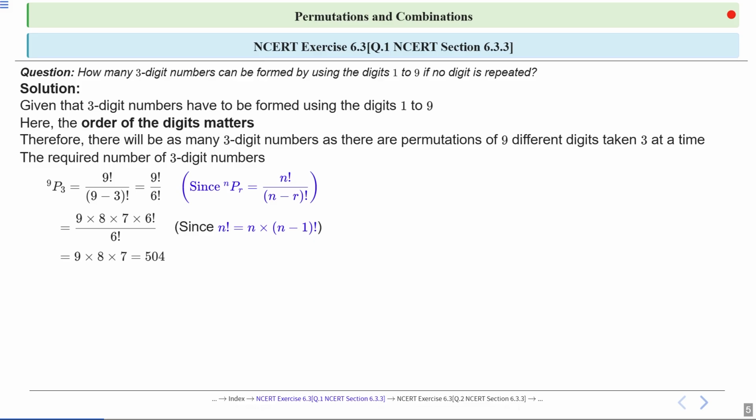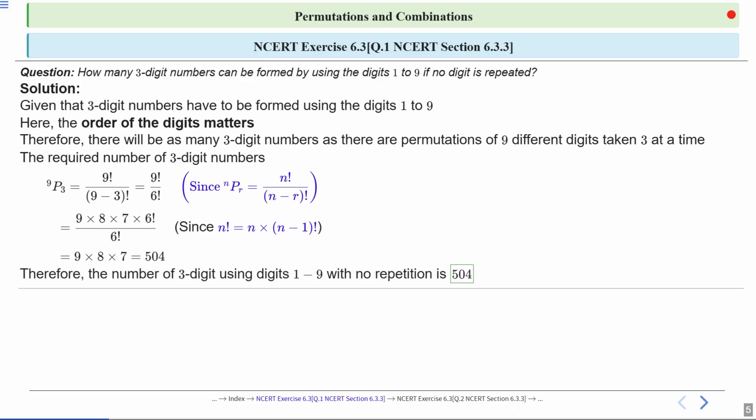Finally we compute the product 9 into 8 into 7. This is equal to 504. So 9P3 is equal to 504. Therefore the number of 3-digit numbers using digits 1 to 9 with no repetition is 504. So our final answer will be 504. I hope this question is clear to all of you. Now let's move to the next question.